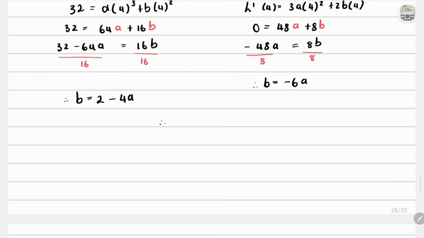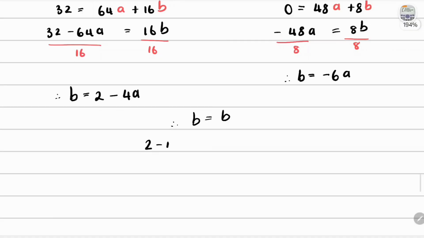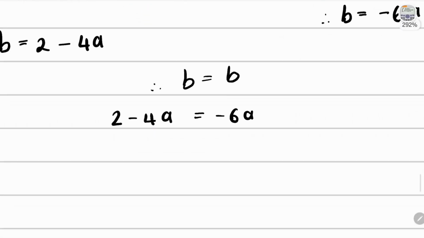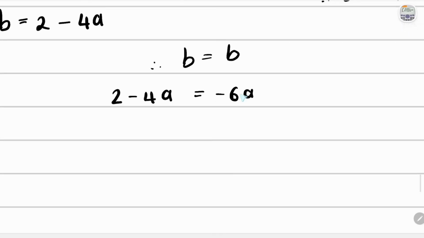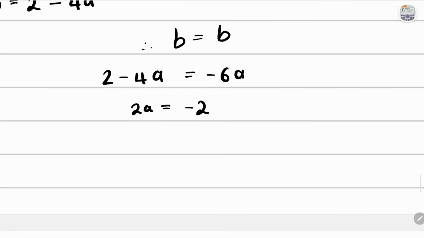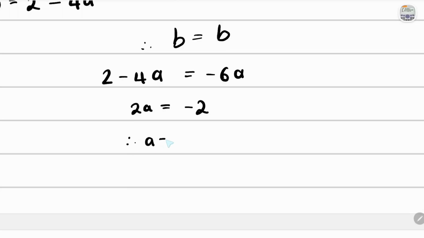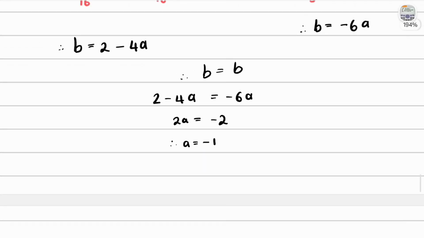We can finally say that b is equal to b, and then we have 2 minus 4a equals negative 6a. And now we can solve for a. So we can take the negative 6a over, which becomes positive. And so that gives us a positive 2a is equal to 2, and the 2 gets carried over, which finally means that a is simply equal to -1 if you divide both sides by 2.